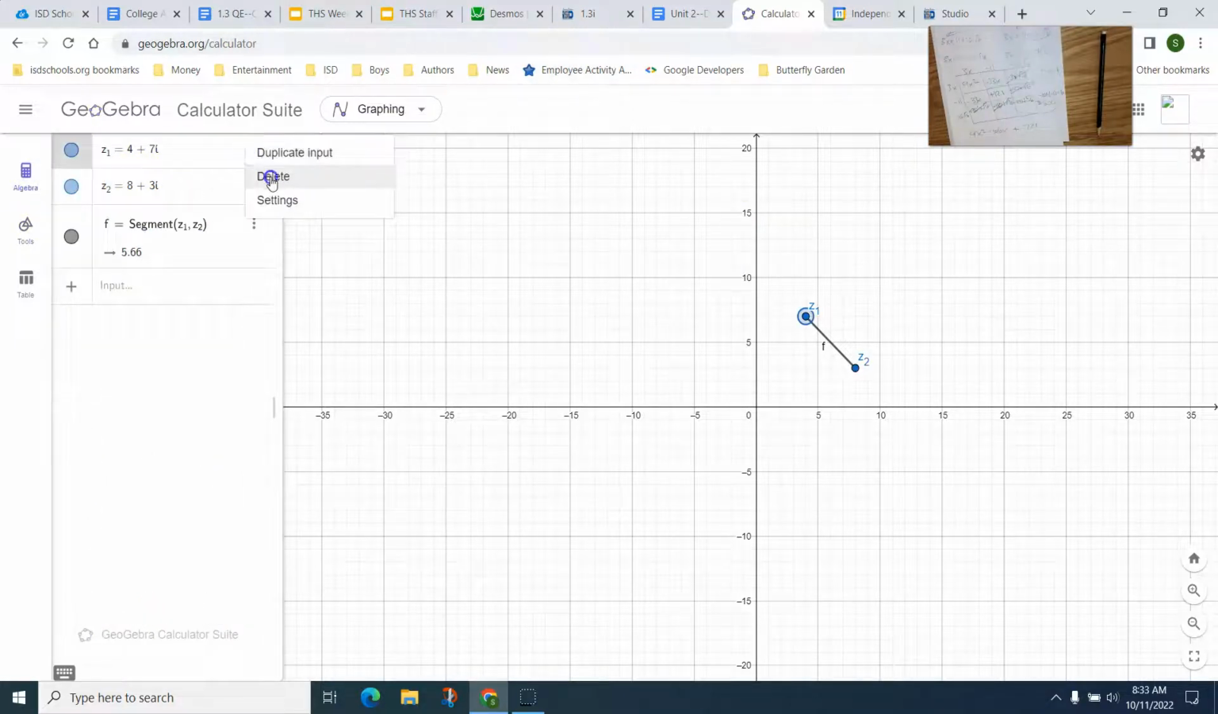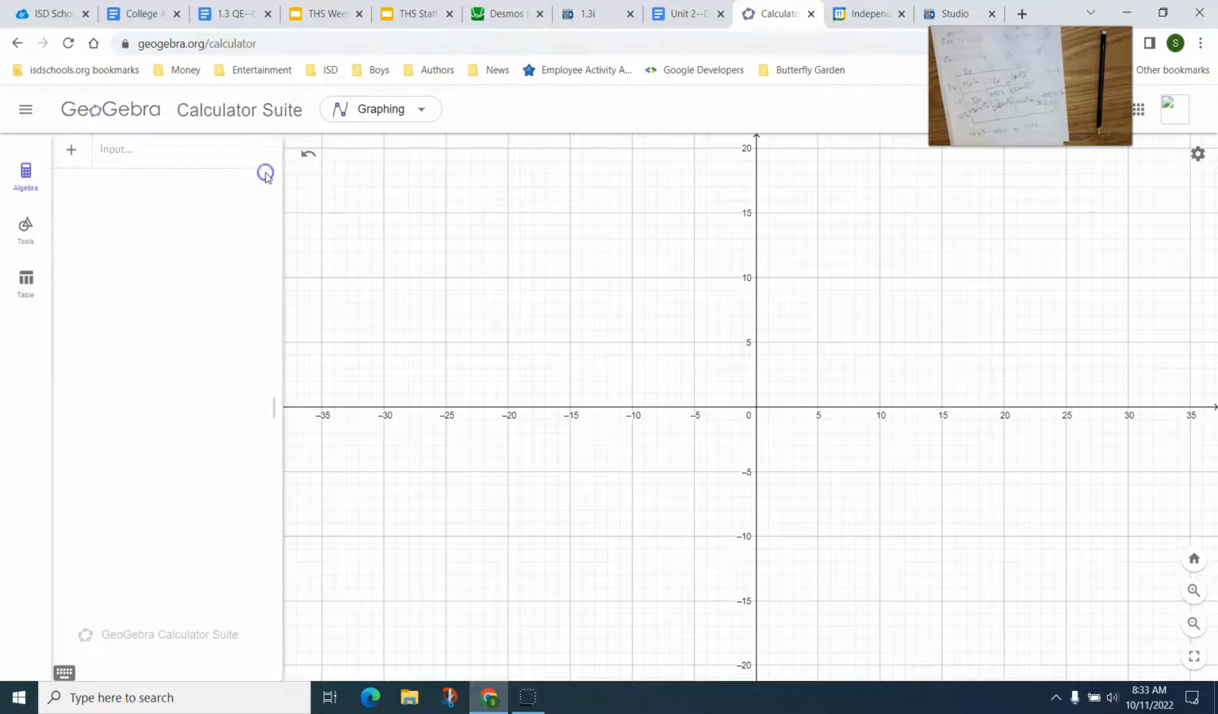Conjugates are always on top of each other. I have a question on that. It's pretty simple. But let's say we have 1 plus 5i. Oops, I typed something in wrong. Let's say 1 plus 5i. Okay, so I'm going to type in its conjugate. Its conjugate would be 1 minus 5i.